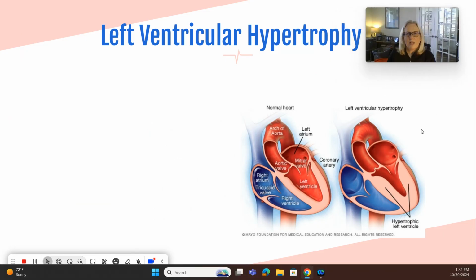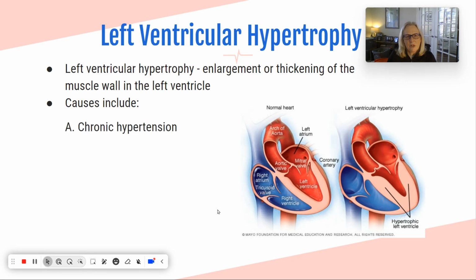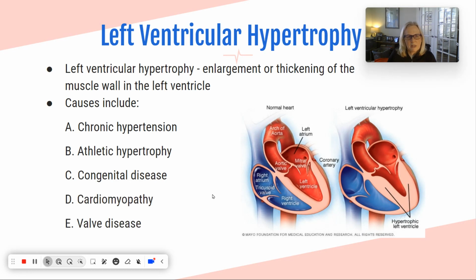So this is the left ventricle is enlarged. So it's an enlargement or thickening of the wall. You can see the difference over here. It's a little bit different. This is much larger and stronger, right? In some cases, it's good. In some cases, it's bad. We have all these different options here.